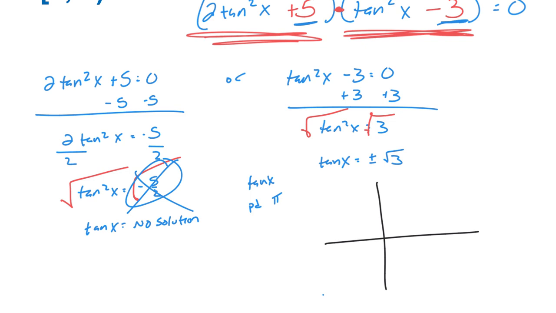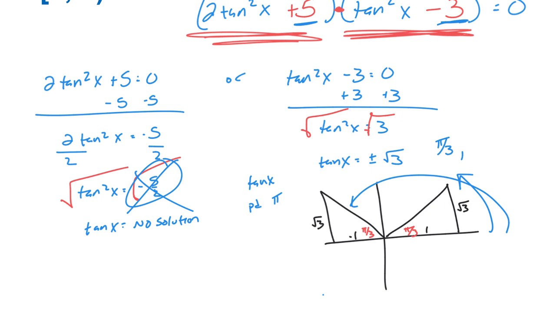Since my ratio can be positive or negative, I could be in the first quadrant or the second quadrant. This side would be root 3, this side would be 1, this would be root 3, this would be negative 1. The angle that makes that work is pi over 3, pi over 3. So measuring from 0, we get one answer of pi over 3. And then we get another answer of 2 pi over 3.